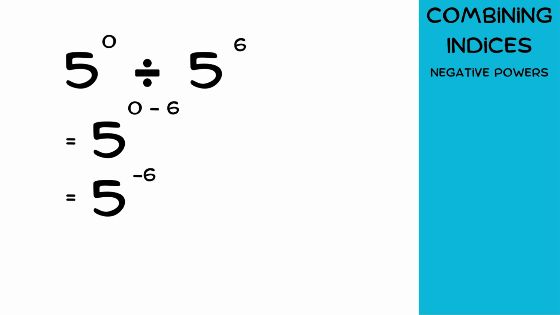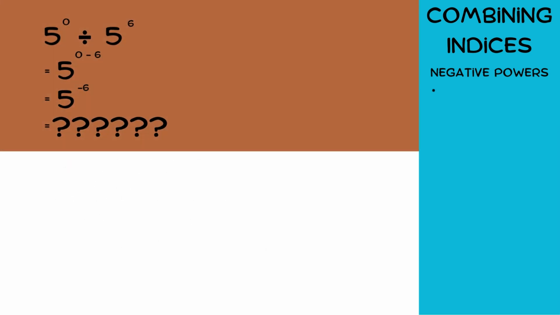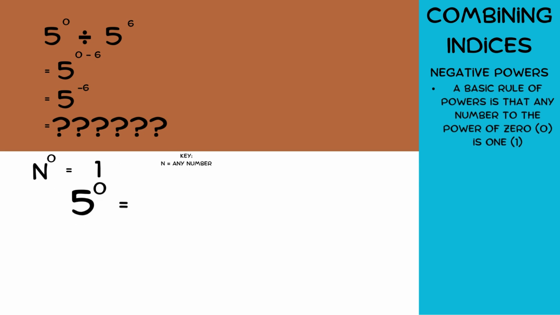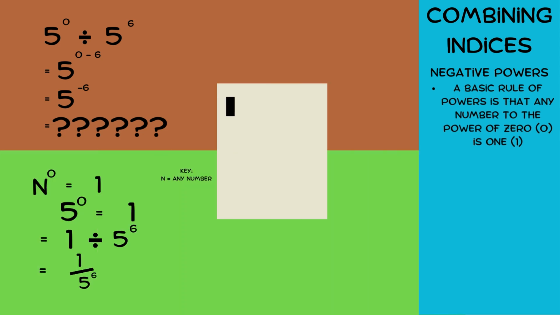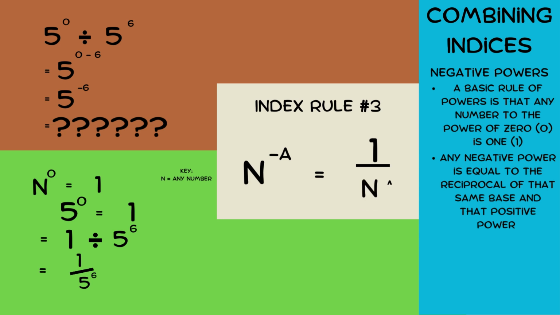As a power, it is pretty hard to quantify what a negative really means, so let's use a different law. A basic rule of powers is that any number to the power of 0 breaks down to 1, even if that number is itself 0. So 5 to the power of 0 becomes 1. Therefore, the equation changes to 1 divided by 5 to the power of 6, which will be 1 over 5 to the power of 6. What this shows us is that any negative power, like n to the power of negative a, is the reciprocal of n to the power of a.